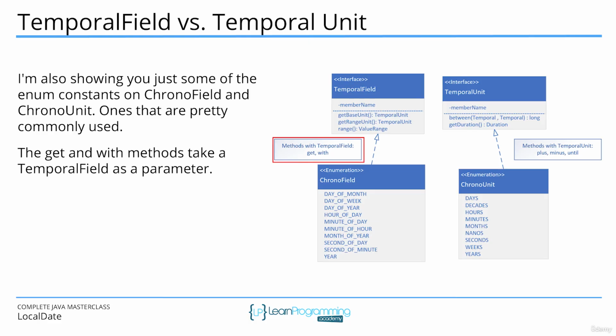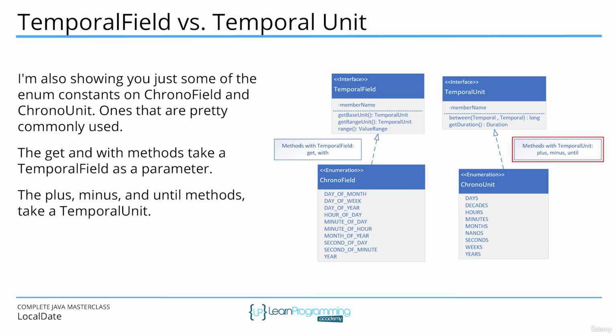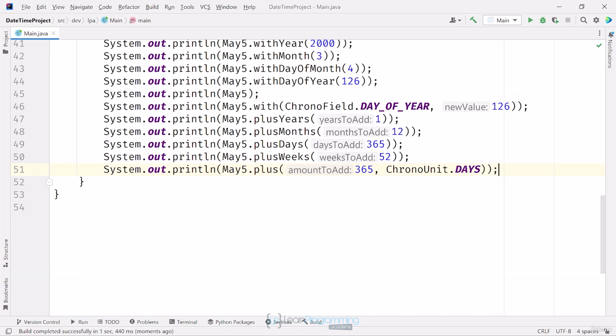The get and with methods take a temporal field as a parameter. The plus, minus and until methods take a temporal unit. I'll cover the until method after I talk about the duration class. Getting back to the code, I won't show you examples of minus since they're so similar to plus. There are methods like minusDays, minusWeeks and so on, which mirror the plus methods. Let's take a look now at a couple of comparison methods.